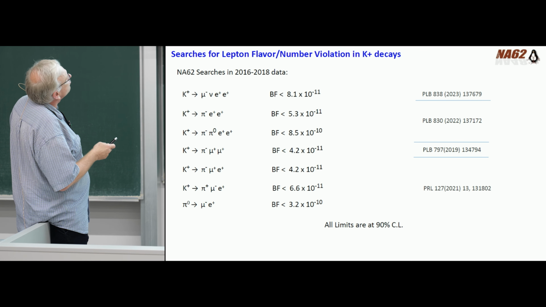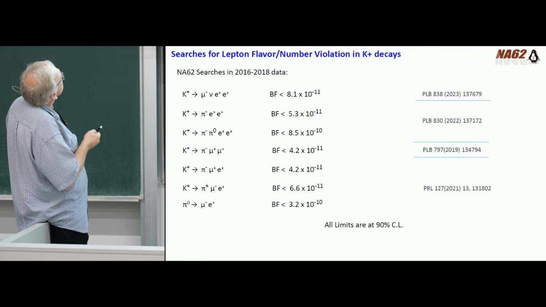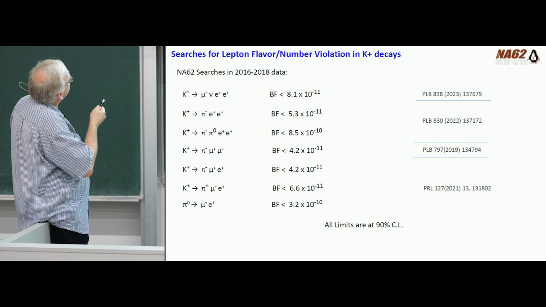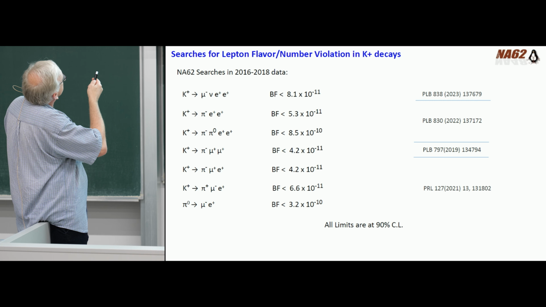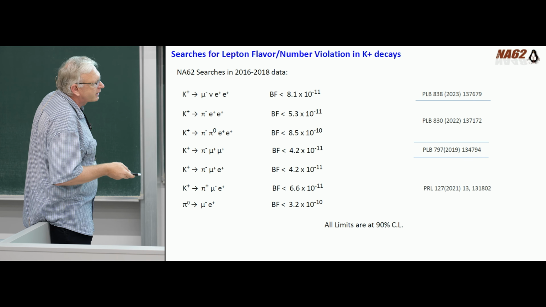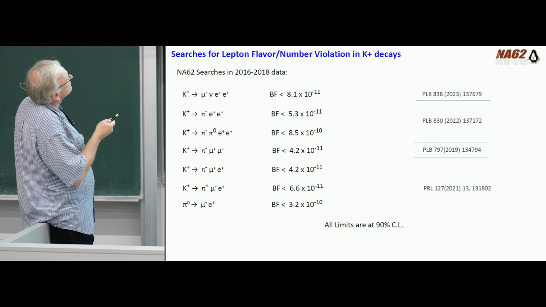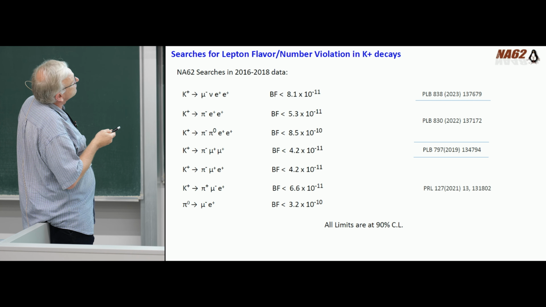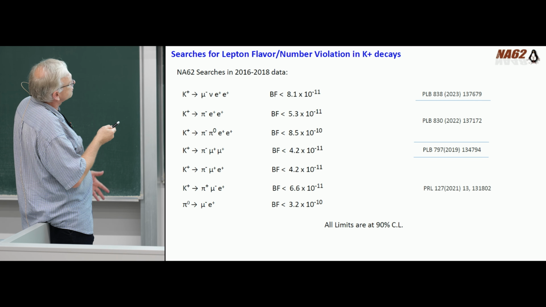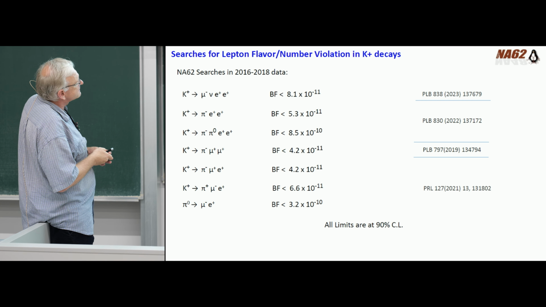I'm not going to show the details of the analysis in a short talk like this. These are just the results from different decay modes. And this list should convince you that the NA62 experiment really carefully looks at all kinds of decay channels which are available to the experiment, with the corresponding new limits for the branching fraction. I say branching ratio, but sometimes branching fraction is used. And these would be the corresponding papers.